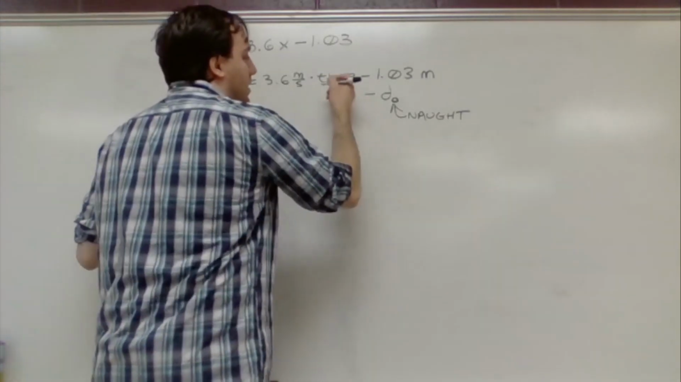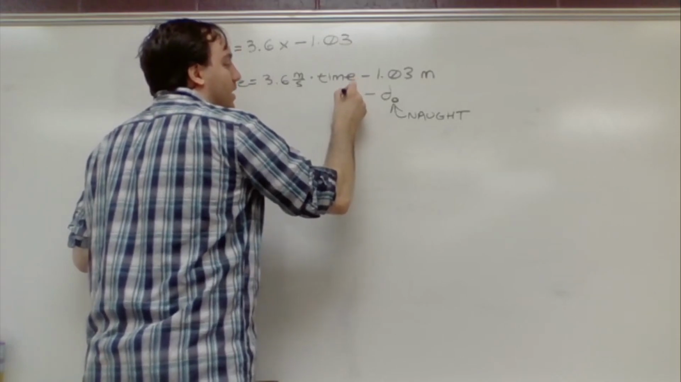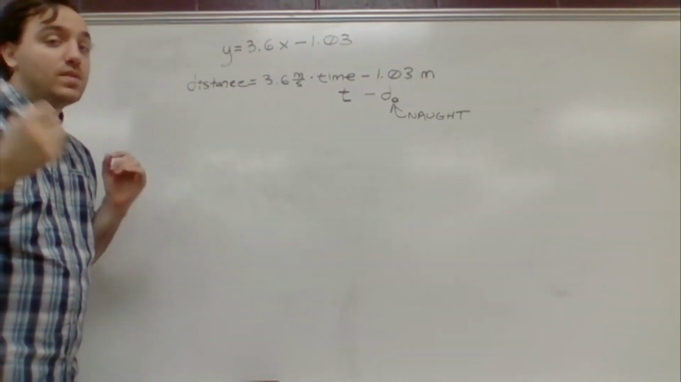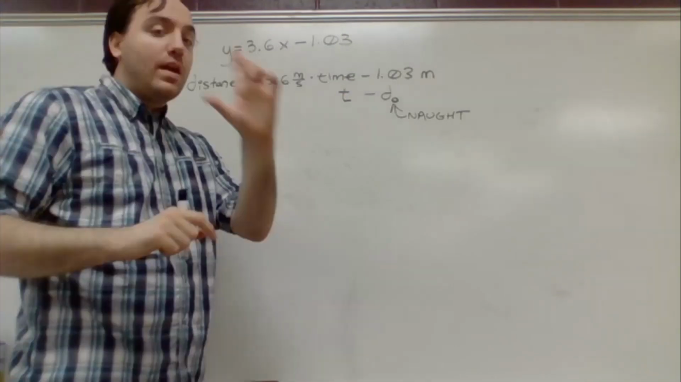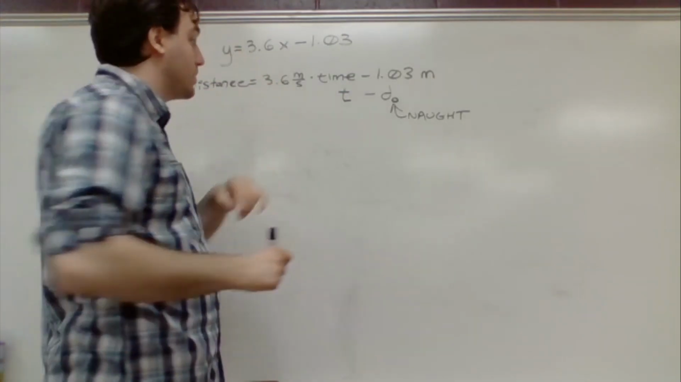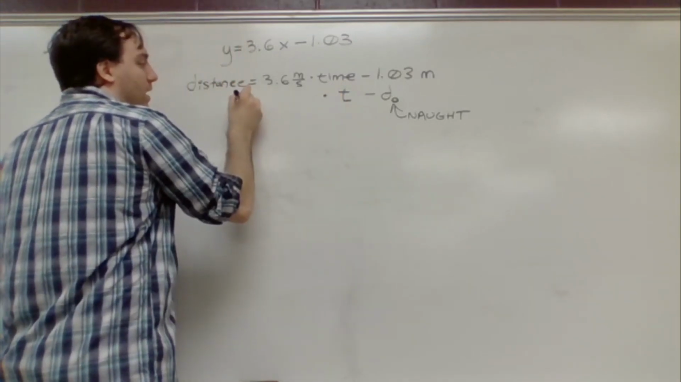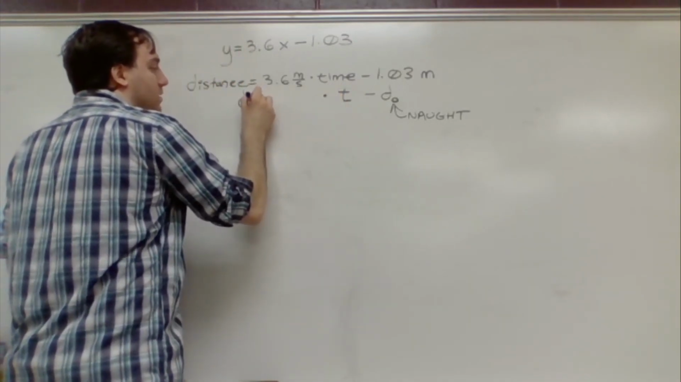The time stays the same. I'm going to shortcut this to say t, because physicists are lazy. They don't like writing letters. And lowercase t is the universal shorthand for time. Over here, I can still shortcut this over to d.